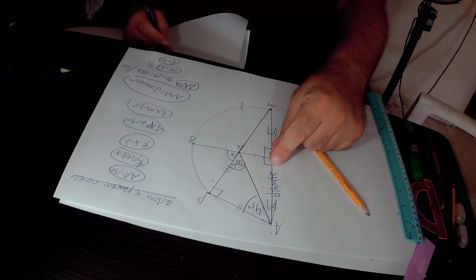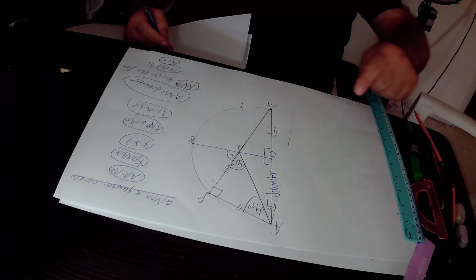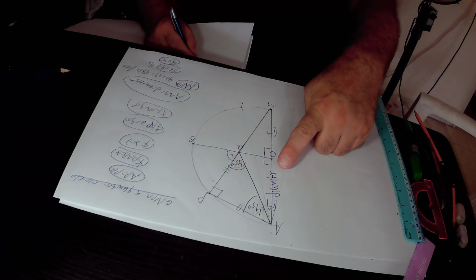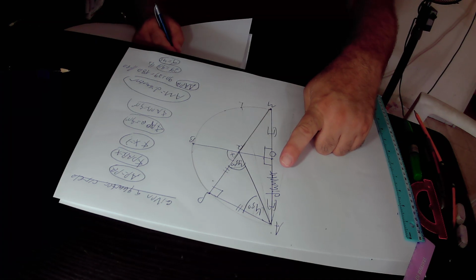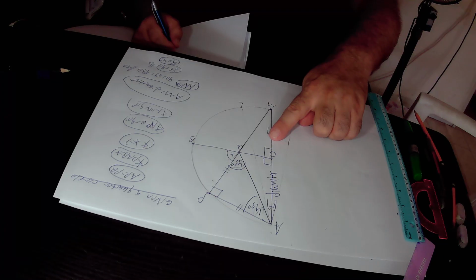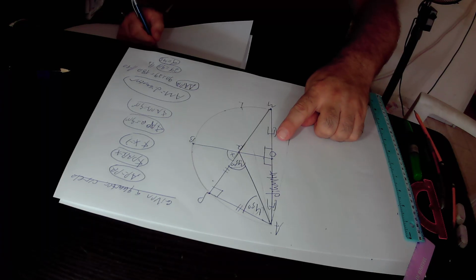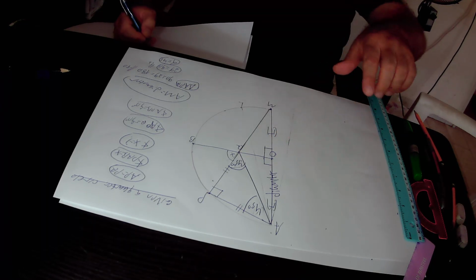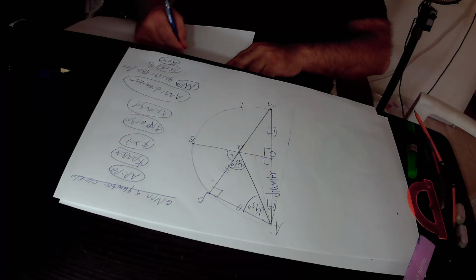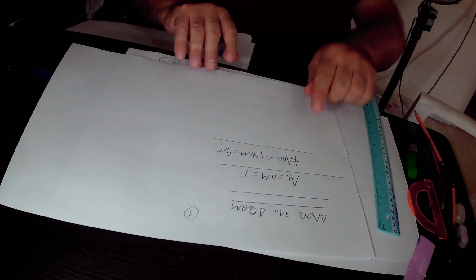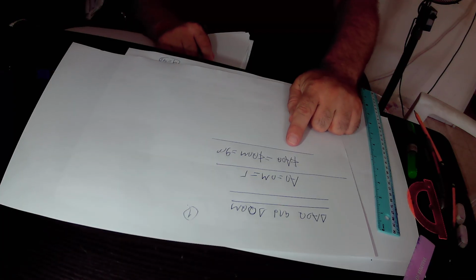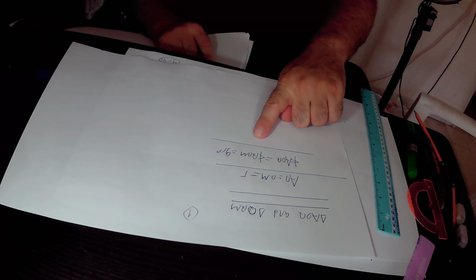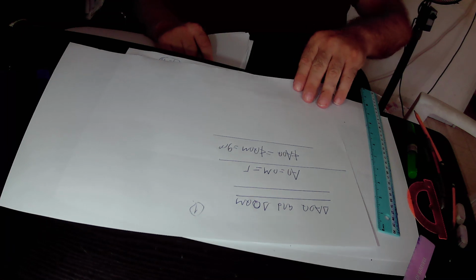In addition, those two angles are both right angles, therefore they are equal to each other. This is angle AOQ in the right triangle AOQ, and it is equal to this angle, that is actually angle QOM in the right triangle OQM. Repeat again, angle AOQ in the right triangle AOQ is equal to angle QOM in the right triangle OQM. They are both equal to 90 degrees and therefore they are equal to each other.